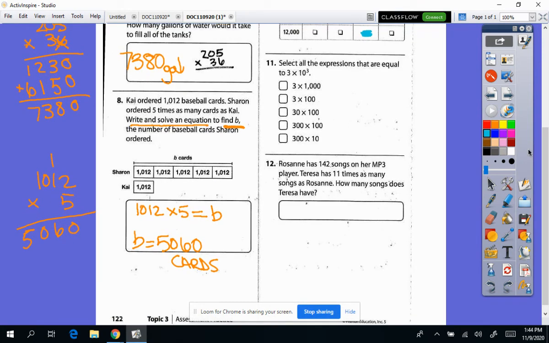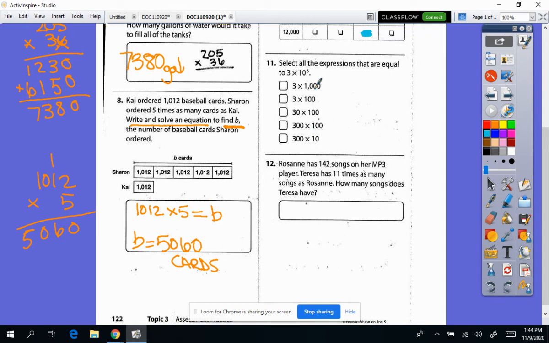All right, super good. So on number 11, we're going to select all the expressions that are equal to 3 times 10 to the 3rd power. So what you should do, students, is on your summative, I want you to go through each one and decide, is this statement true or false, okay? So start at the top.